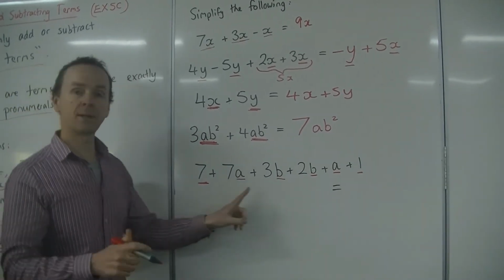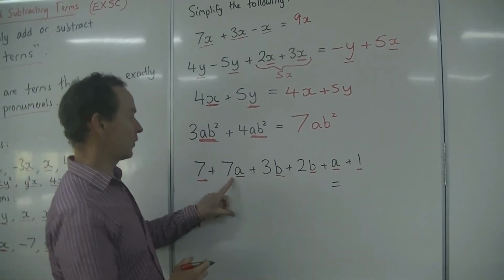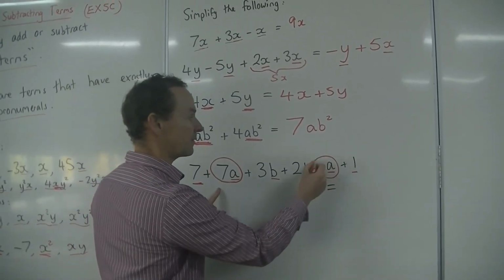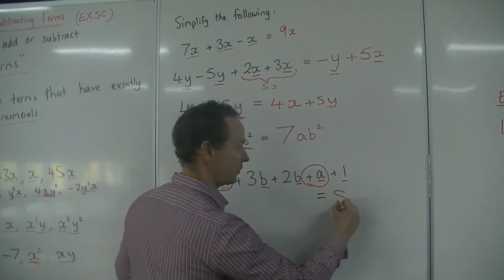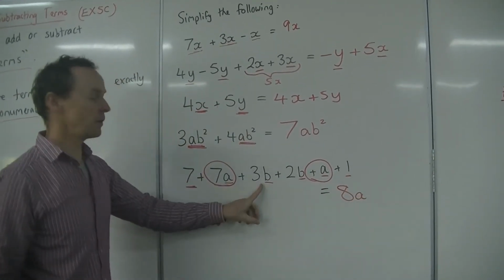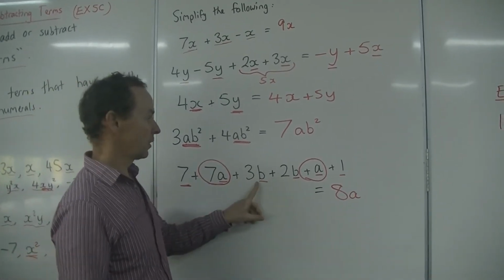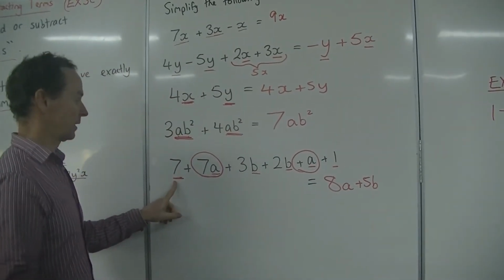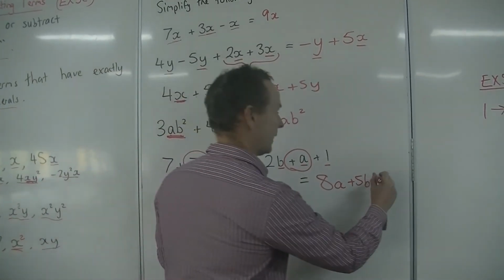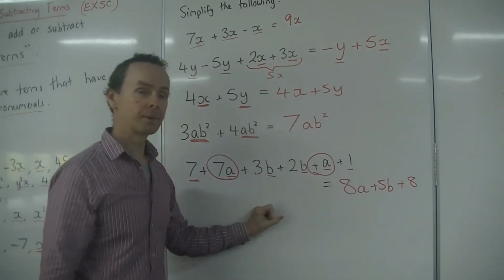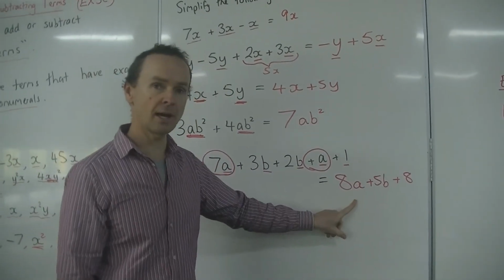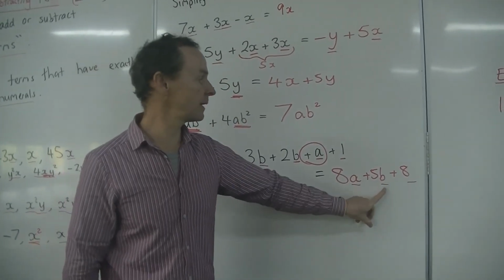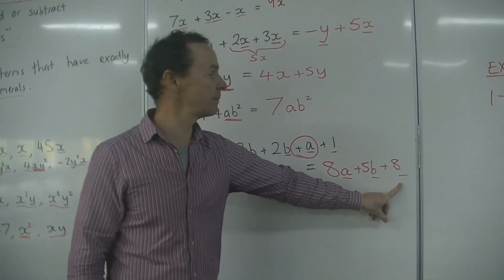So I'm going to start in alphabetical order, and then I'll do the constants at the end. So we've got 7a plus 1a. So I'll circle them if you want. 7a plus 1a gives me 8a. So there's 8 a's. Then I've got 3b plus 2b. 3b plus 2b is 5b. So it's plus 5b. Then I do the numbers. I've got 7 plus 1 is 8. So I've got plus 8 there. So can I add these together and simplify it further? No, you can't, because they are not like terms. Remember, there's an A term, that's a B term, and that's a constant, which is number 8.